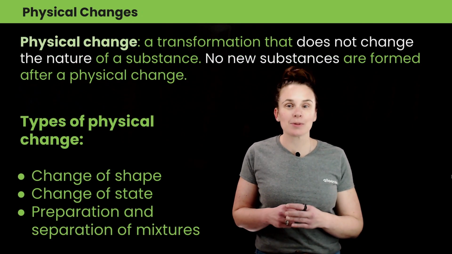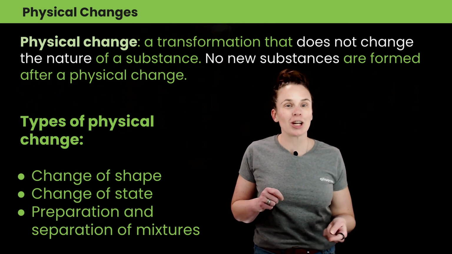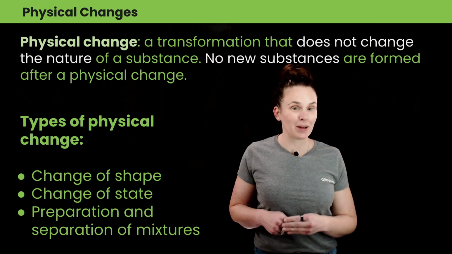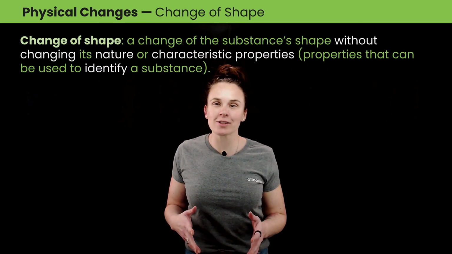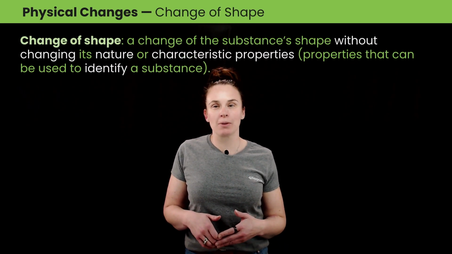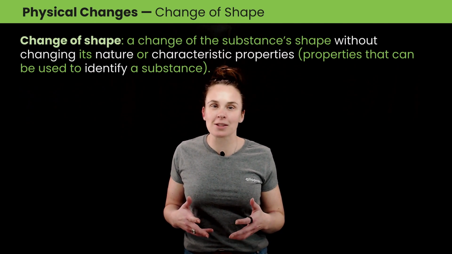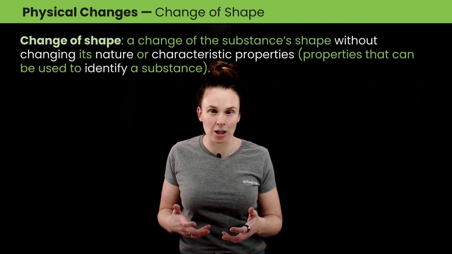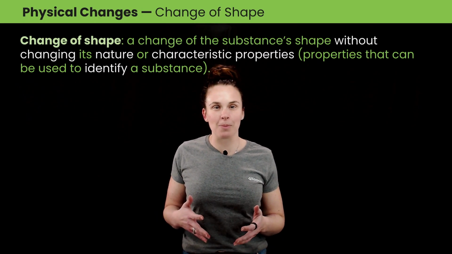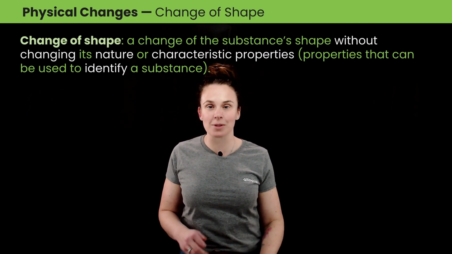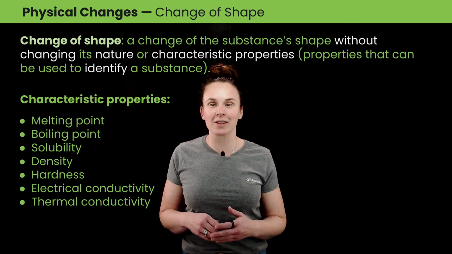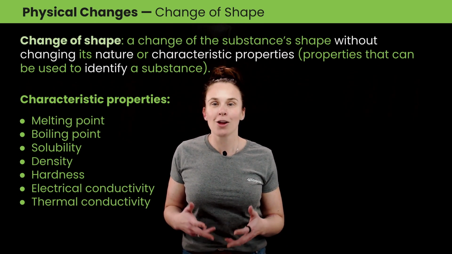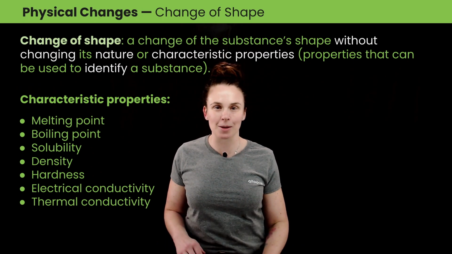There are 3 types of physical changes. There's the change of shape, change in state, and the preparation and separation of mixtures. Our first type of physical change is change of shape. So a change of the substance's shape without changing its nature or characteristic properties is where we have a physical change. And remember that characteristic properties are used to identify a substance. So over here, you've got a couple of examples of characteristic properties like melting point, boiling point, and density. Those are all things that will help you identify a substance.